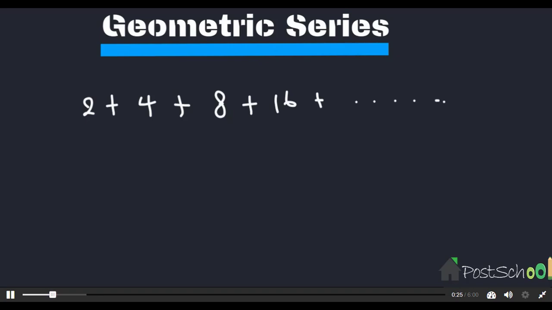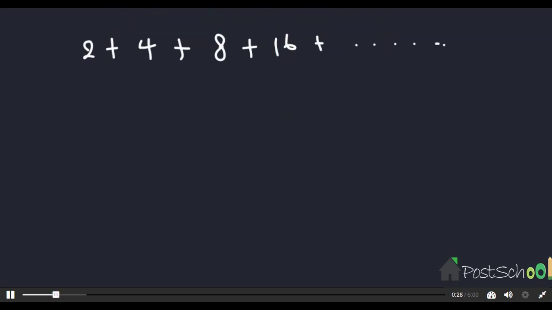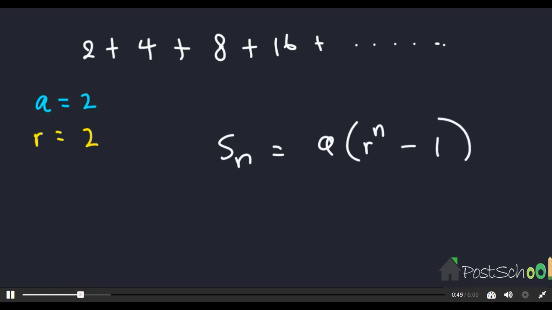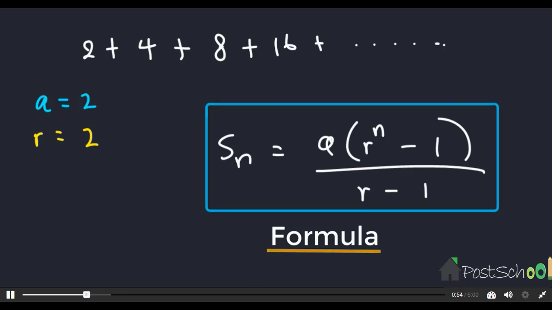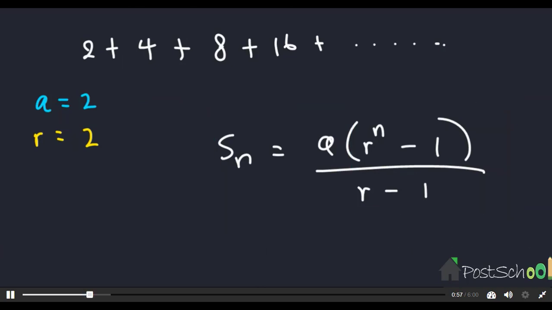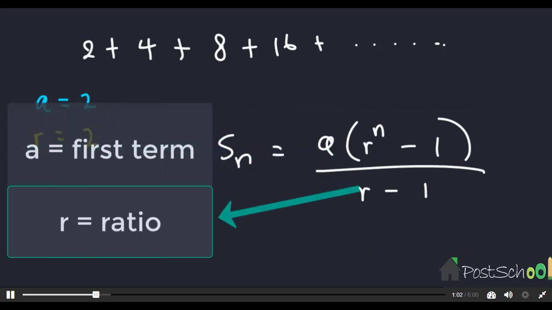So we are going to jump in and write the formula. We are going to prove it later for the geometric series. First, we know that a is equal to 2, and we know that r is also equal to 2 for this series. We are going to write an easy, beautiful formula, which is a times r to the power n minus 1, over r minus 1. So using this formula, we can therefore calculate any sum on this series.